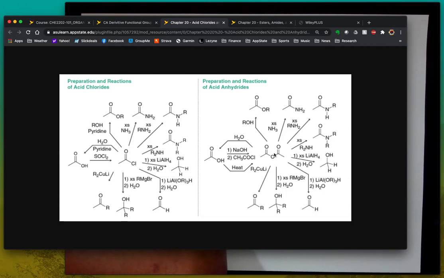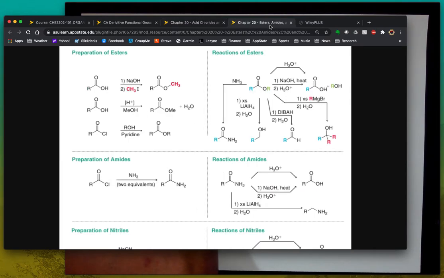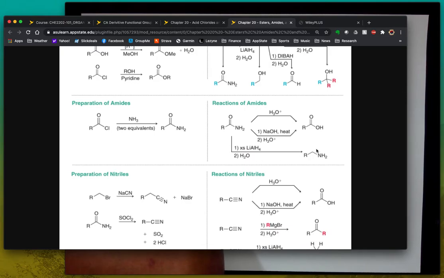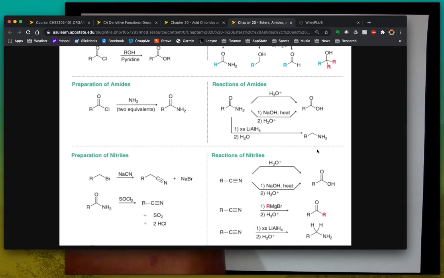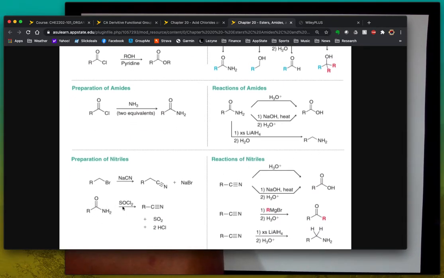Anhydrides can be used to make, interesting, in conjunction with an acid chloride can be used to make an anhydride, but they can only make esters and amides. And it appears like esters, when we're looking at just the carboxylic acid derivatives, can only make amides. And when we look at amides, they can't make any other carboxylic acid derivative. So what the heck is going on here? Amides can make, using SOCl2, nitrile.